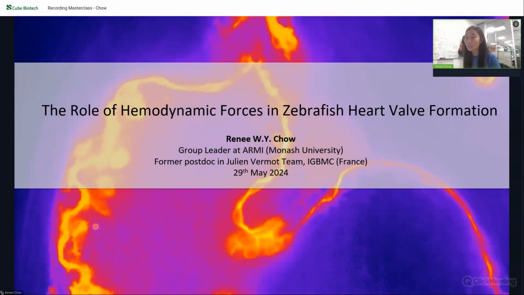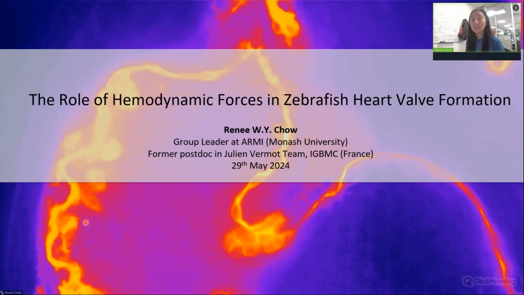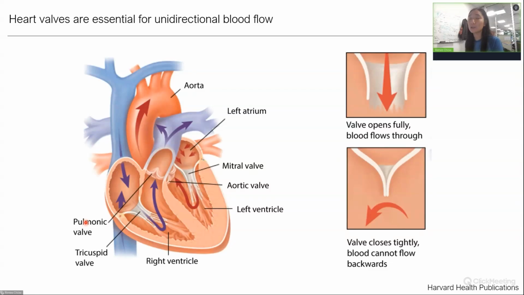I'm a new group leader at the Australian Regenerative Medicine Institute, and I'm a former postdoc of Julien Vermot. Today I'll be mostly talking about the work I did in the Vermot lab, and towards the end, I'll talk a bit about what I'm doing now in my own lab. I'm interested in the heart valves, which are structures that are essential for unidirectional blood flow.